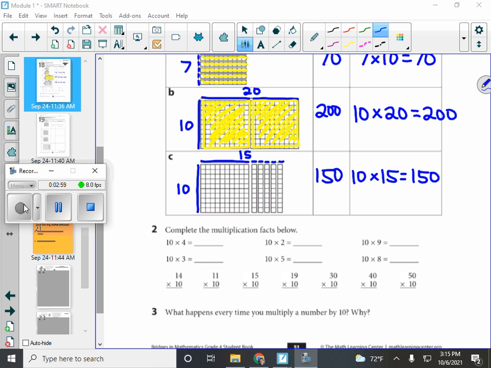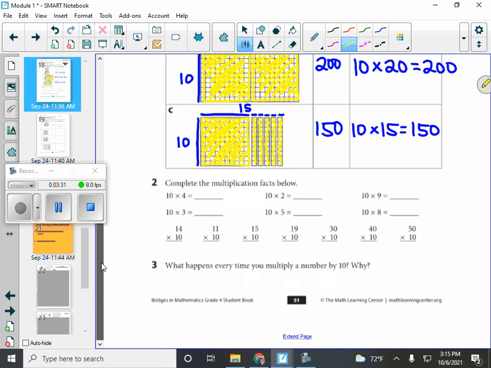10 times 15 is 150. And I can visually see that if I fill in the area. So here's 100. Here's 110, 120, 130, 140, 150. So I knew that 10 times 15 was 150, but it's good to be able to visualize with a picture why that is the case.